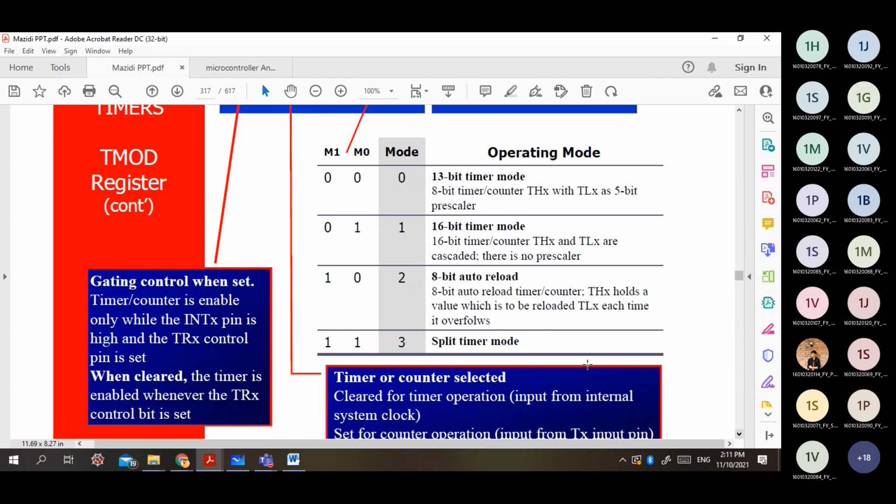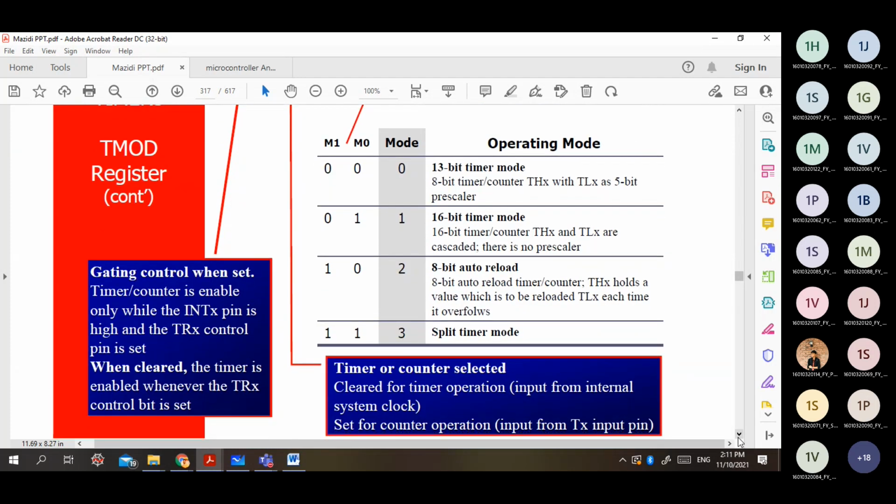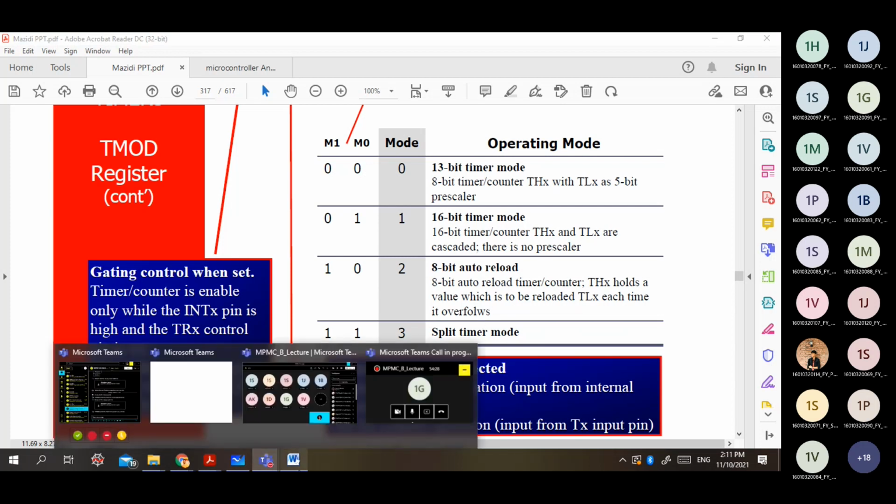So mode 3 is actually split mode. Now what happens in this? If I just tell you, we can use only timer 0 in this mode 3. Mode 3 is for timer 0 only, not for timer 1. We can use only timer 0 in this case. Okay, and now in timer 0 we are having two.